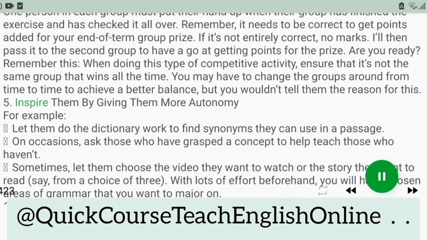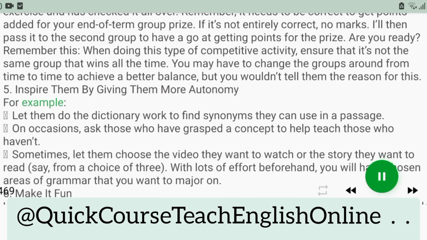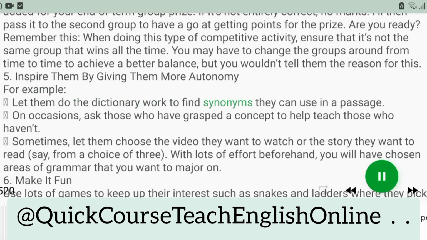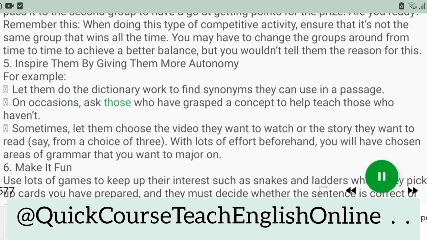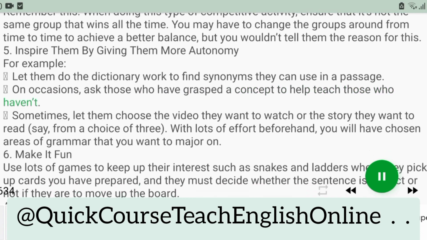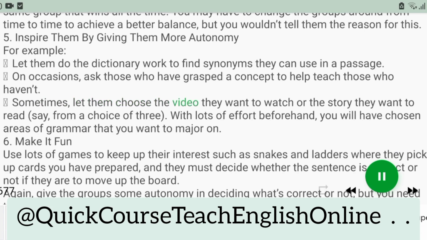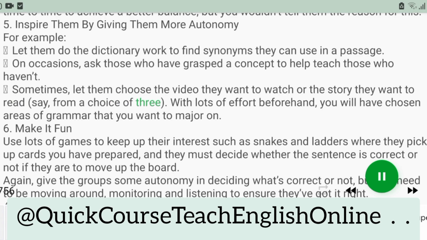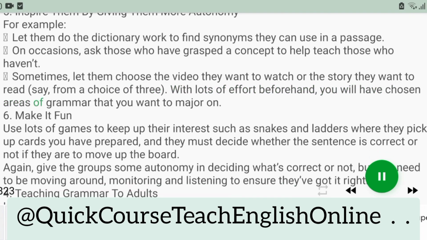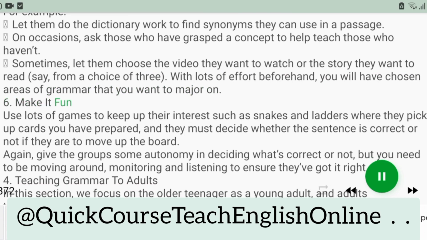5. Inspire them by giving them more autonomy. For example, let them do the dictionary work to find synonyms they can use in a passage. On occasions, ask those who have grasped a concept to help teach those who haven't. Sometimes, let them choose the video they want to watch or the story they want to read, say, from a choice of 3. With lots of effort beforehand, you will have chosen areas of grammar that you want to major on.